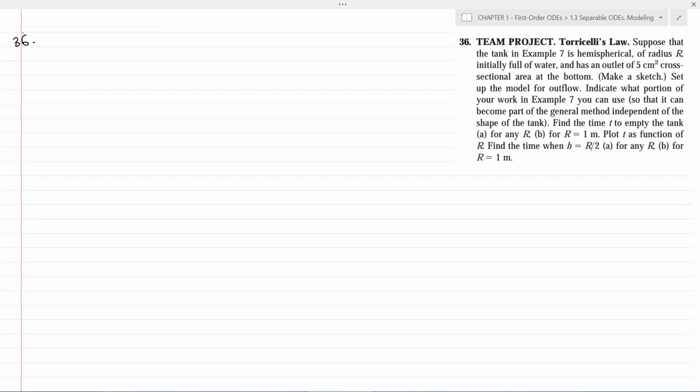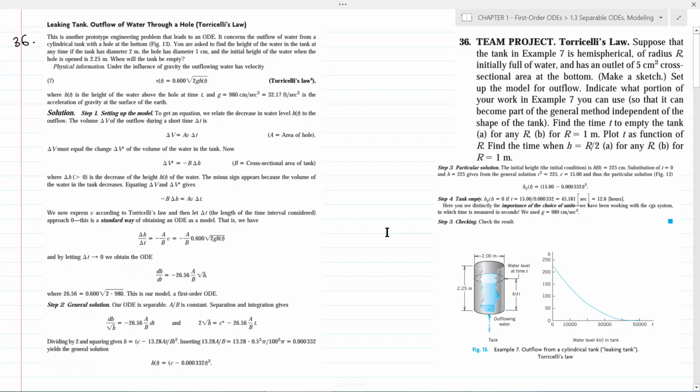Find the time t to empty the tank, A for any radius r, B for radius r equal to 1 meter. Plot t as a function of radius r. Find the time when h equal to r by 2, A for any radius r and B for radius equal to 1 meter. Now for solving this, we are first going to go to example 7 and understand that example.